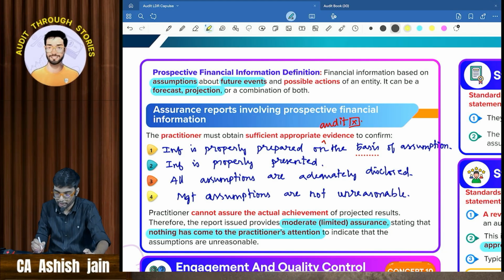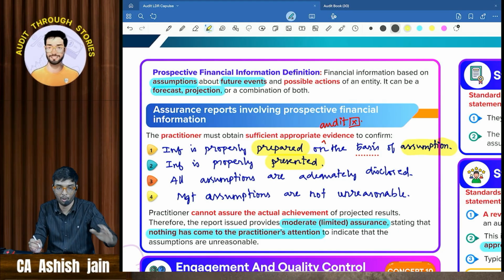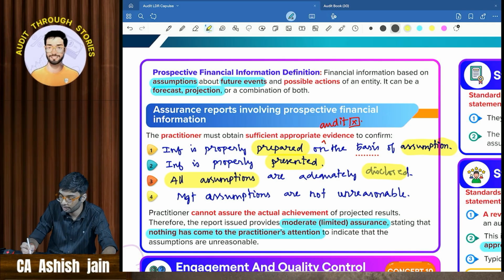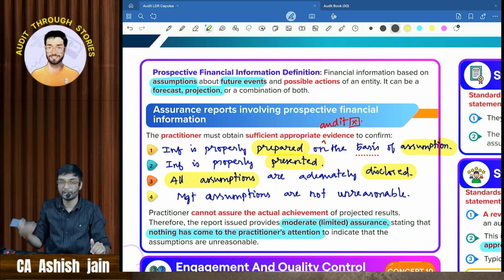One is, whatever financial information is being prepared, it is being prepared on the basis of assumption. Then the information has to be properly presented. Obviously the financial information has to be presented in a balance sheet or P&L, or you will be creating a balance sheet for the next 5 years. And all the assumptions have to be adequately disclosed. Whatever assumptions management have taken, they have to adequately disclose them.